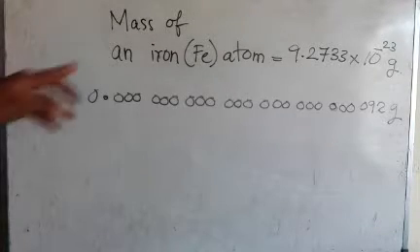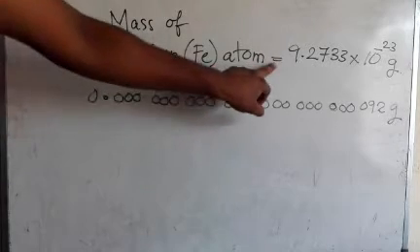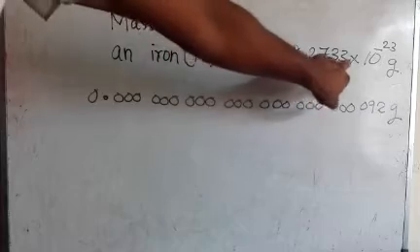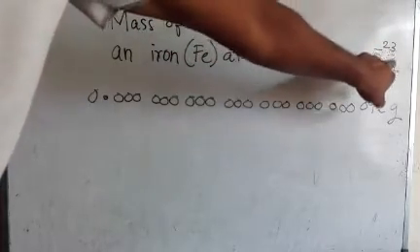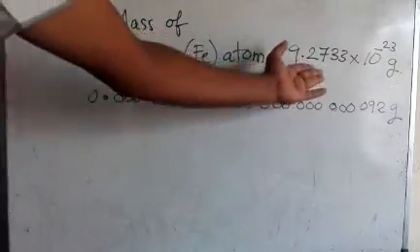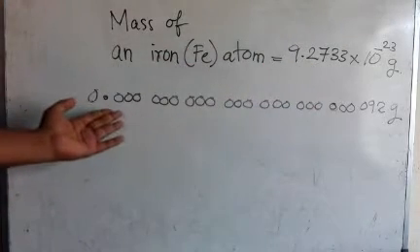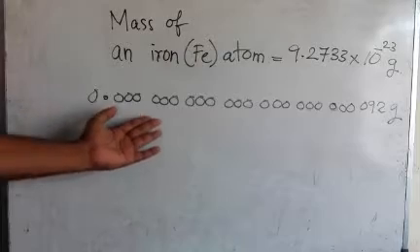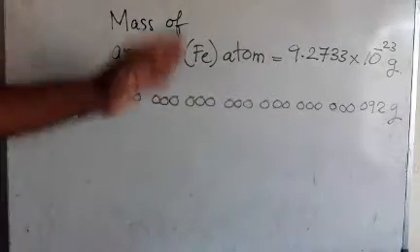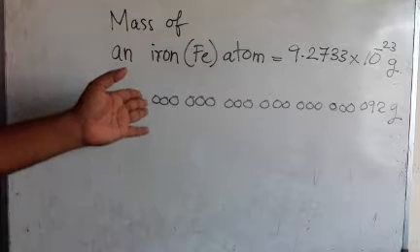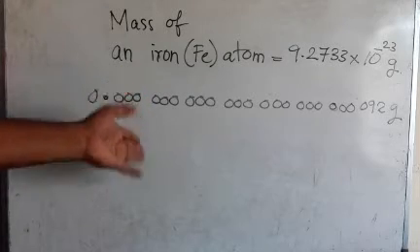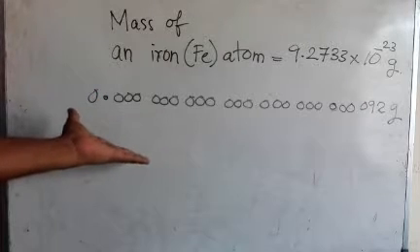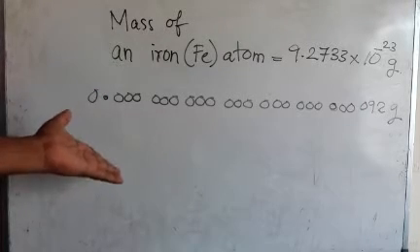You can see that the mass of an iron atom is written in standard form as 9.2733 into 10 to the power minus 23 grams. So it's a very small number. If it is written in decimal form, you will have to write a large number of zeros. So using a number like this in calculations will make a lot of problems. That will be very difficult.